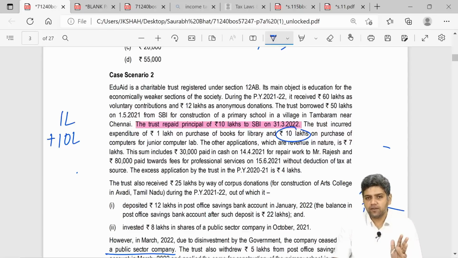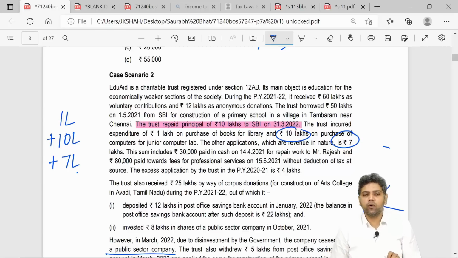Section 11 subsection 6 says that if a capital expenditure is claimed as application, then depreciation would not be allowed on that. It would be regarded as double benefit. The other applications which are revenue in nature is 7 lakhs. This sum includes 30,000 paid in cash. Any cash expenditure is disallowed under section 40A subsection 3.